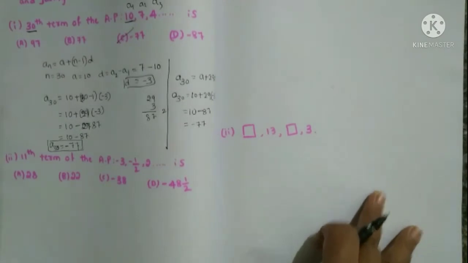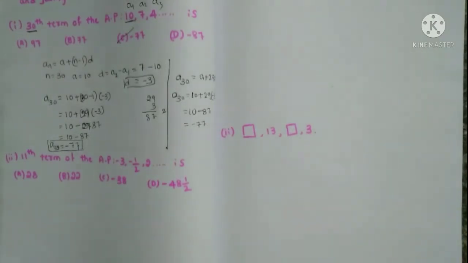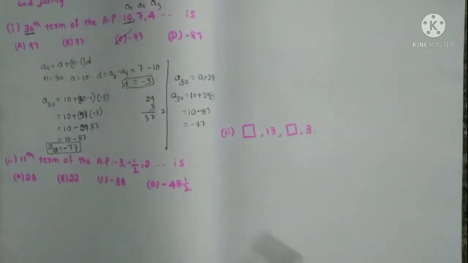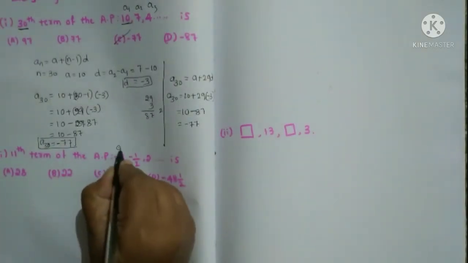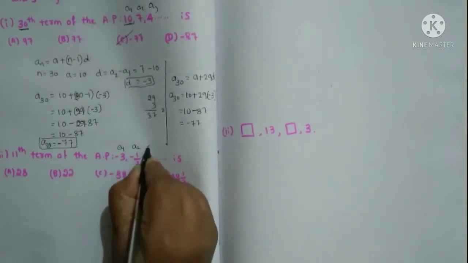Next we'll see the second sum that they have given. Here also I will directly solve using the a11 formula. a11 formula I will use here. 11th term of the AP minus 3, minus 1 by 2, 2. Here also 3 terms they have given. This is a1, this is a2, a3.